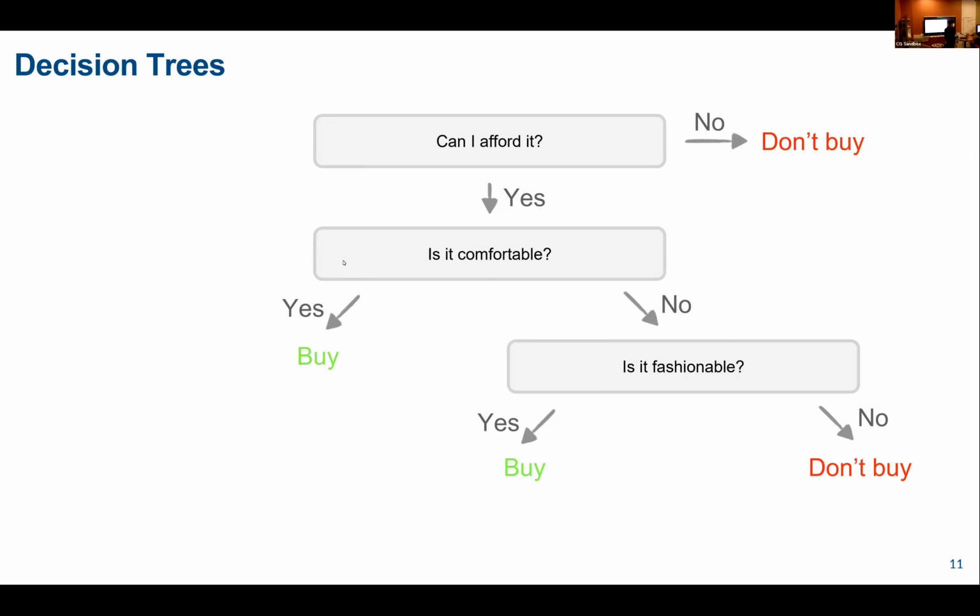Unless you're at Walmart and your selection is black Skechers and another pair of Skechers, you wouldn't buy it, right? So you can see, for example, if it was comfortable but not fashionable, you would go, can I afford it? Yes. Is it comfortable? Yes. And then you just buy it. You don't need to consider the fashion. Okay? Does that make sense for everyone?